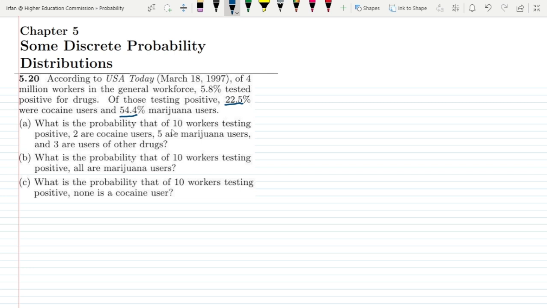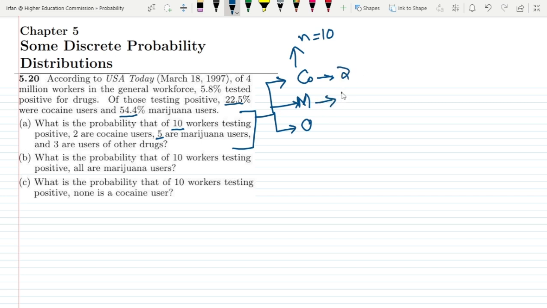the probability that of 10 workers testing positive, 2 are cocaine users, 5 are marijuana users, and 3 are users of other drugs. Okay, so here we can see that we have more than 2 categories, the cocaine users, let me represent it with C, marijuana users with M, and other with O. Here we have the total number of persons, 10, which are tested positive, and the people we want to see are the cocaine users, 2. For marijuana we have to see 5, while the remaining one are 3 here.